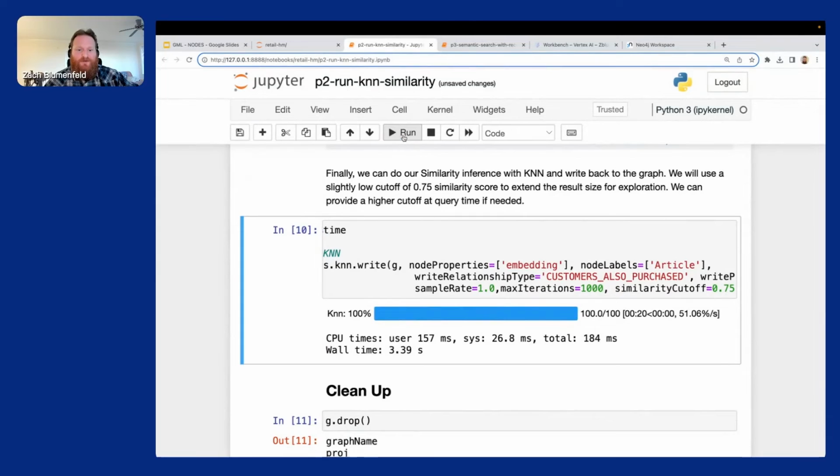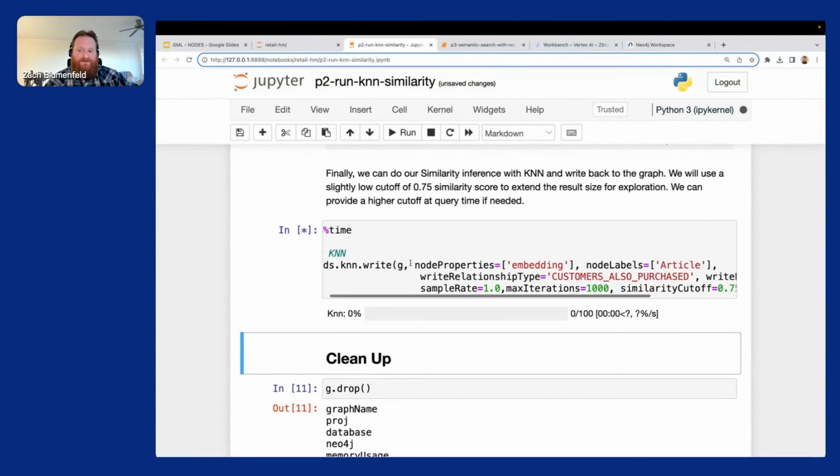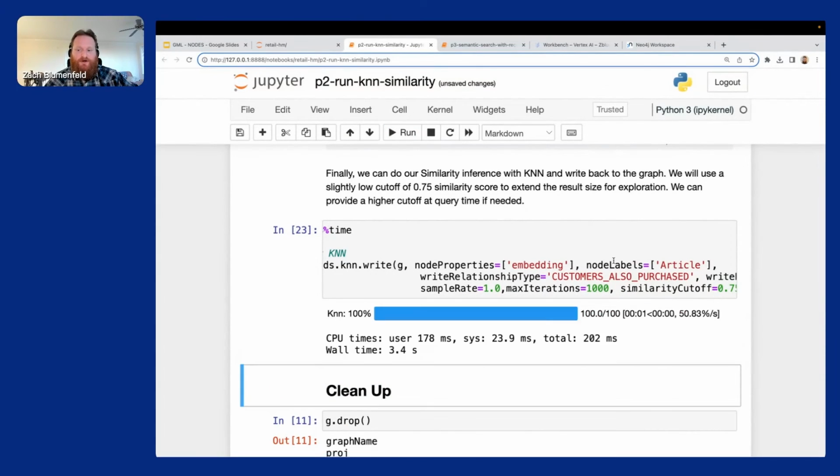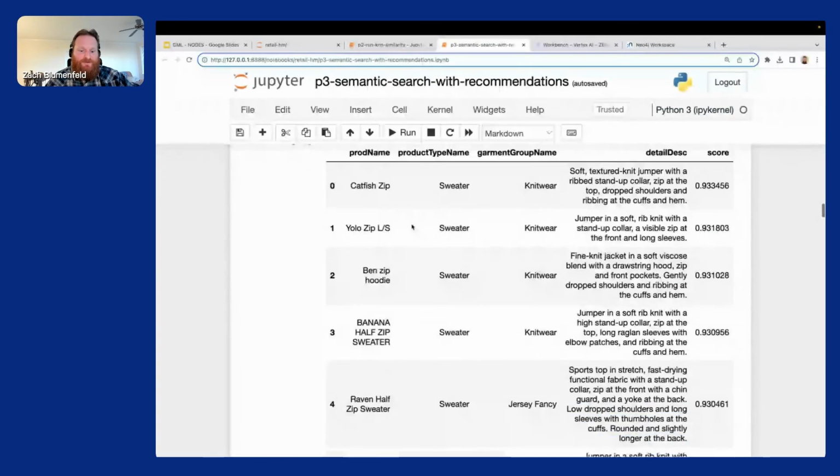And then what I'll do is I'll run something called k-nearest neighbor, and I'm running it specifically on the article. So what I'm saying is, if two articles, but articles are versions of products, are close in the graph, I want you to write a relationship between them that says customers also purchase these things. And that's really going to help me scale my ability to hop along user preferences. Once that's done, now I can start having a little bit more fun.